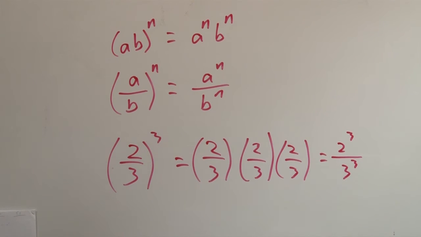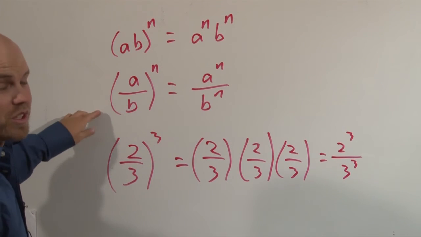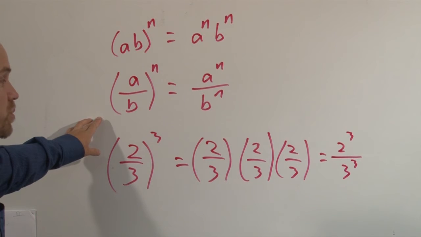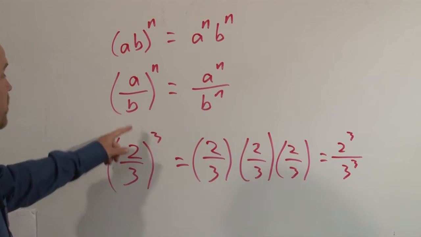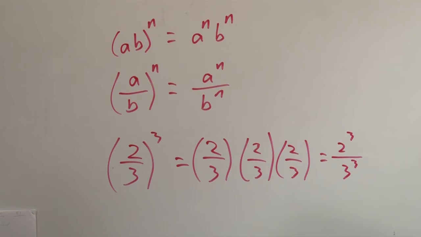One thing I didn't mention was we can only do this if b is not 0. If b is 0, this property doesn't work because then we have an undefined situation. So these properties are only going to work if you don't have an undefined expression. So let's make sure that b is not 0 in a case like this.